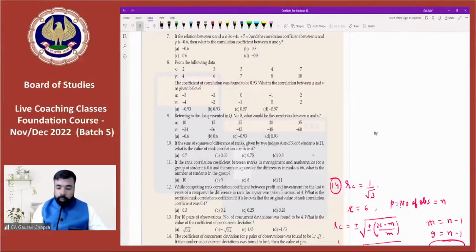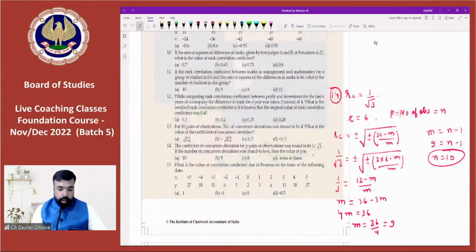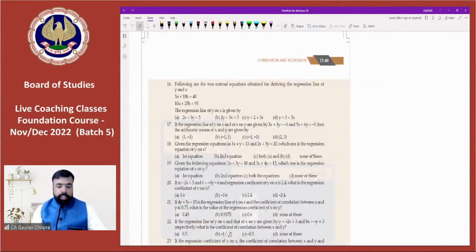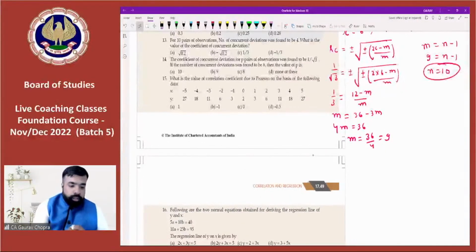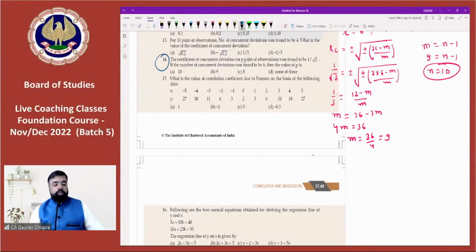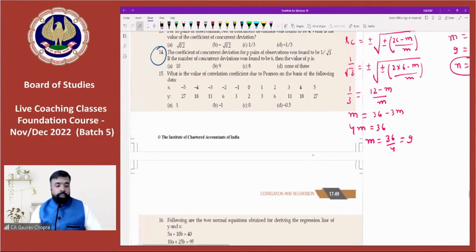Now let us try some questions from here. These were questions based on correlation. Okay, so Barkat has asked a doubt for question number 14. So let's try question number 14.